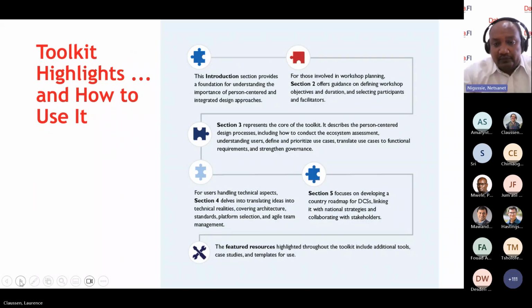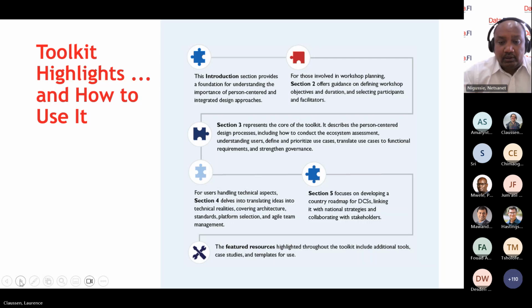So some of the highlights of the toolkit: it's structured into 5 main sections, each designed to guide you through different stages of the digital community system design and implementation process. The first section is about an introduction. Here we emphasize the importance of person-centered design and integrated design approach, which are key to ensuring digital solutions truly meet the needs of individuals and communities.